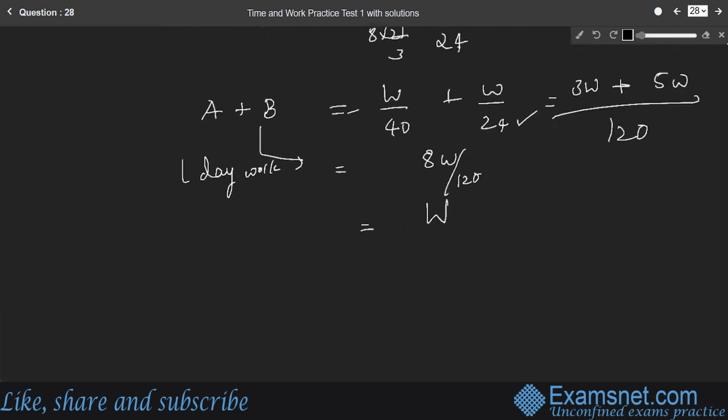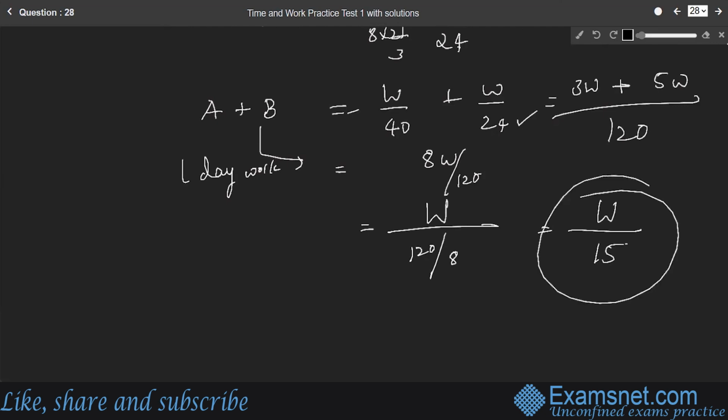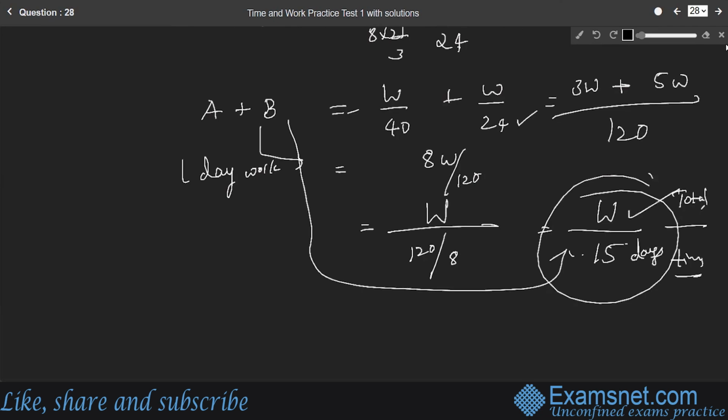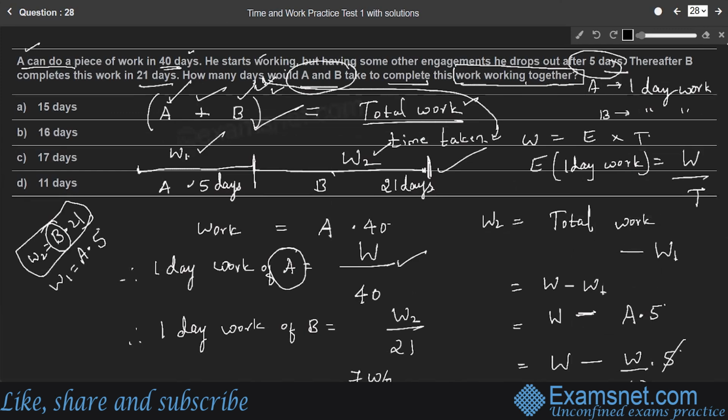So 1 day work is always total work by time taken. Here I'll write 8W by 120 as W by 120 by 8. So it is 8 into 1, 8 into 5. W by 15 is the answer, where W is the total work, 15 is the time taken. Therefore, A and B together take 15 days to complete W amount of work. So option A is the right answer.